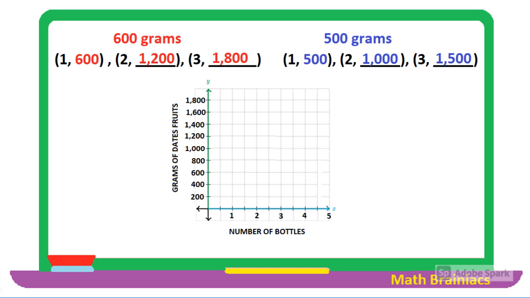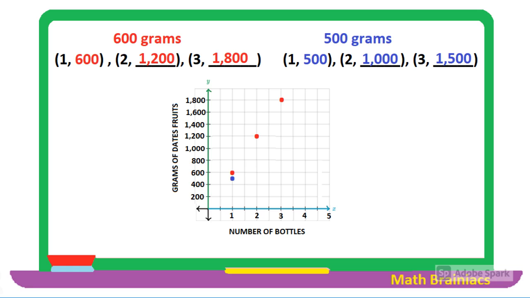Let us graph the result of the ordered pairs for 600 grams and 500 grams. The x-axis will be the number of bottles and the y-axis will be the grams of date fruits. For the 600 grams of date fruits bottle, if x is 1, y is 600. If x is 2, y is 1,200. And if x is 3, y is 1,800.